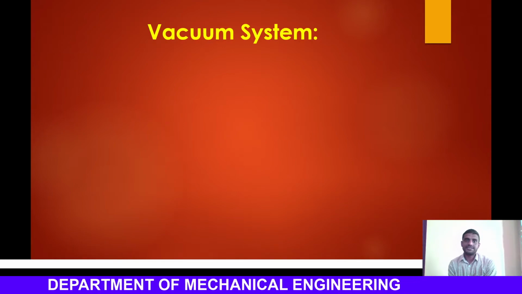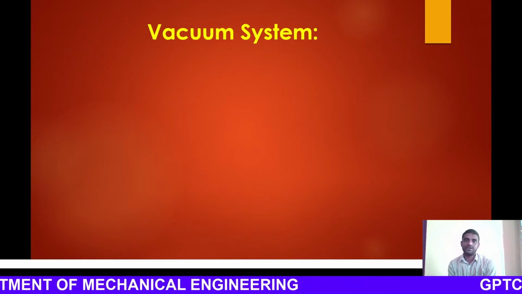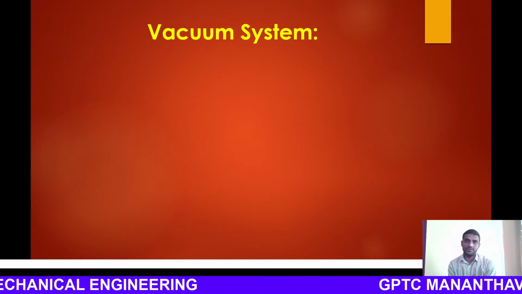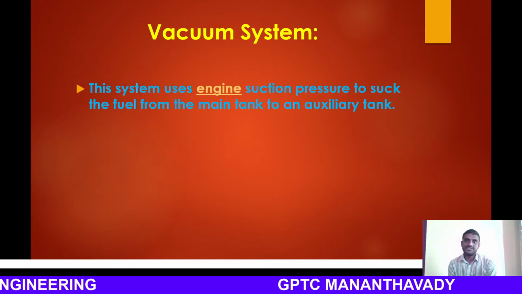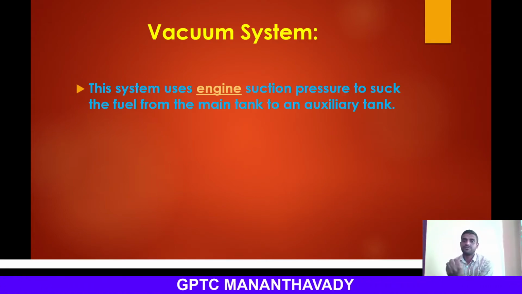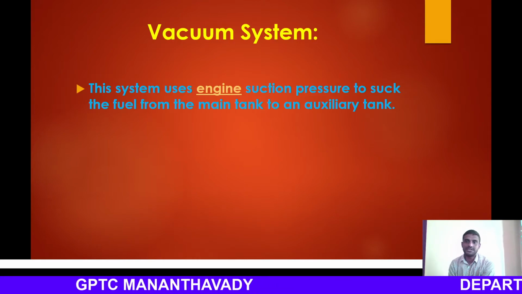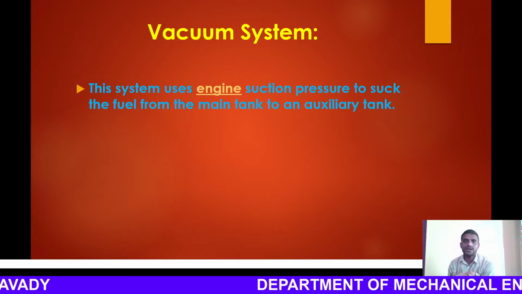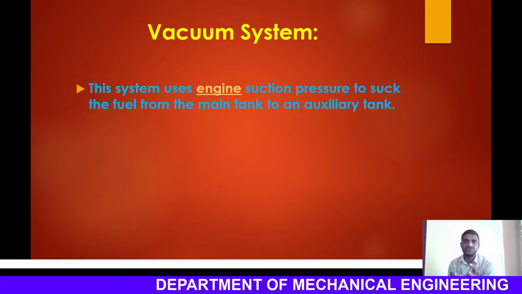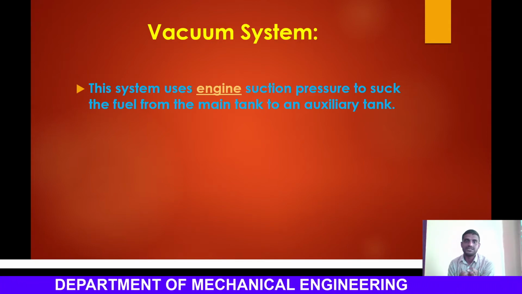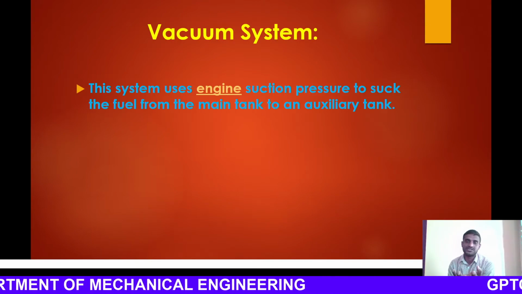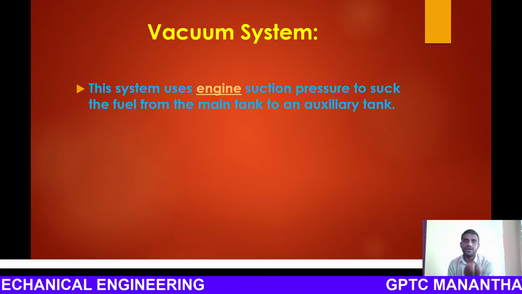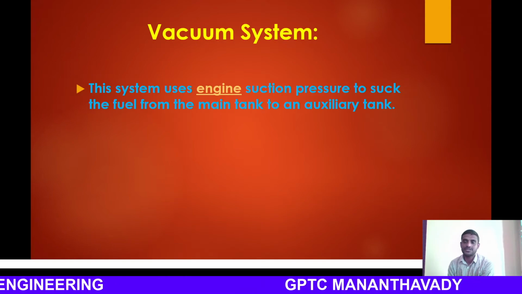And next we are discussing the vacuum system. As the name suggests, here we are using the vacuum. This system uses engine suction pressure. As we know, when the piston is moving from the top dead center to the bottom dead center, a vacuum is created inside the cylinder. So this vacuum, or the negative pressure or suction pressure, is used in the system to suck the fuel from the main tank to an auxiliary tank.